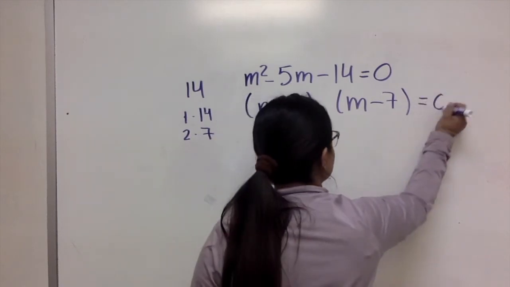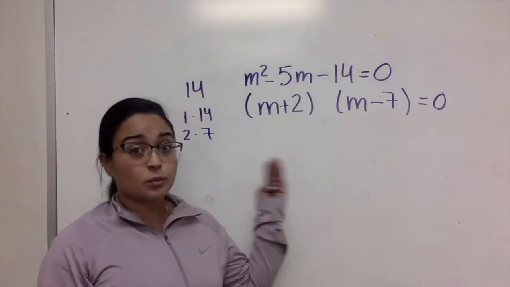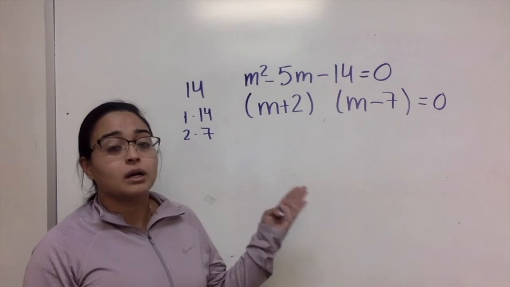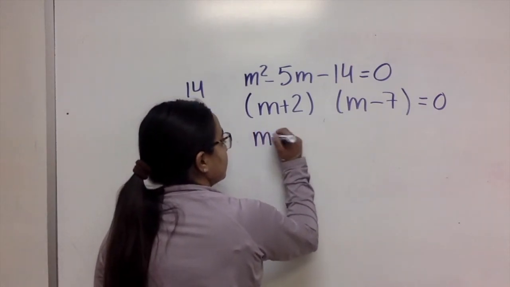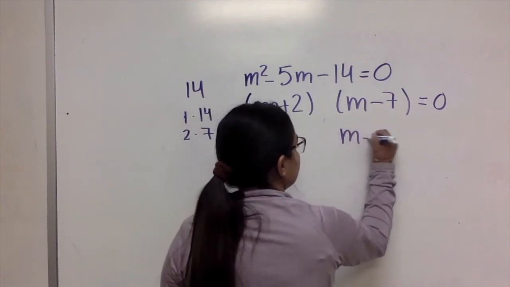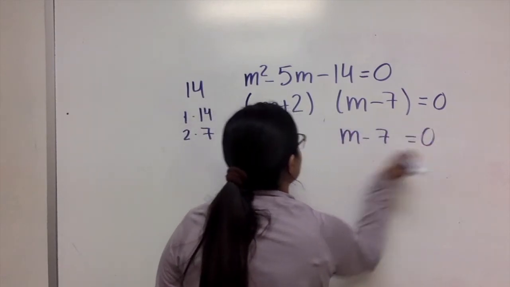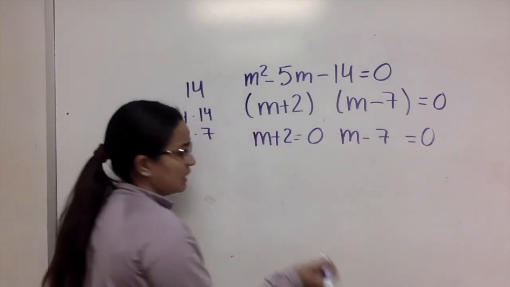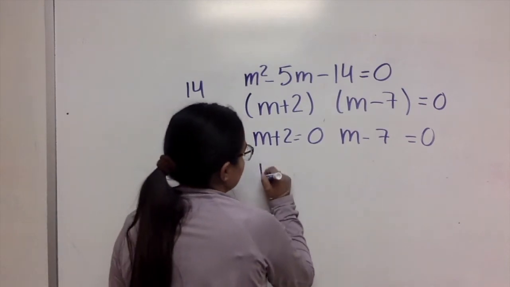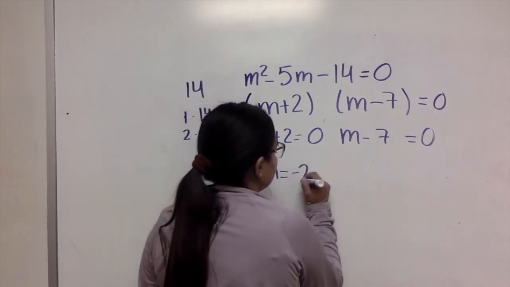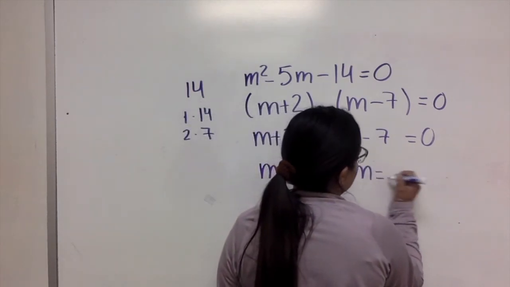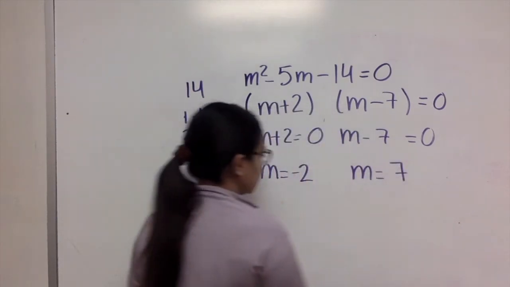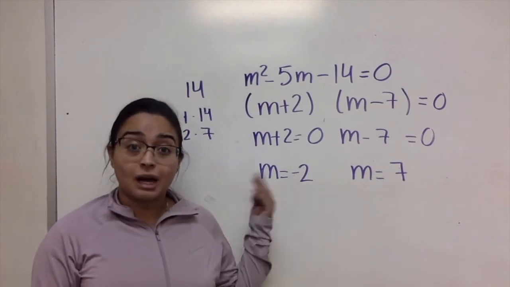is equal to 0. From here, we're going back to using our zero product property. So m plus 2 and m minus 7 both equal 0. And let's solve for m. Here, we know that m is going to equal negative 2, and here, m is going to equal positive 7. And these are our two solutions.